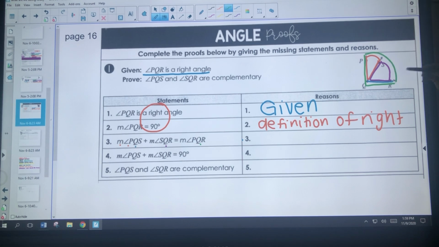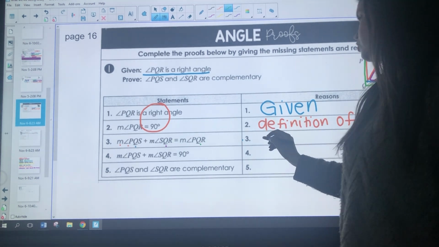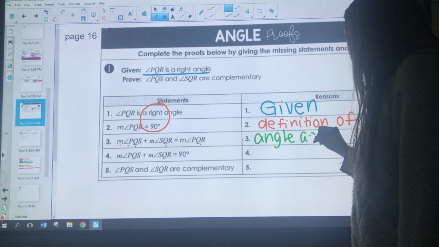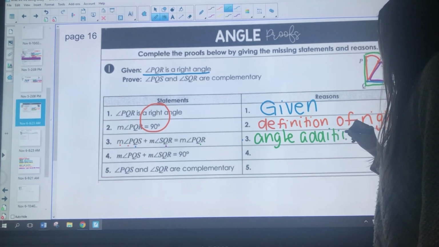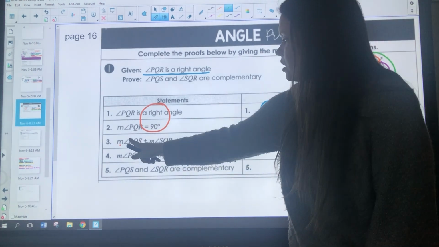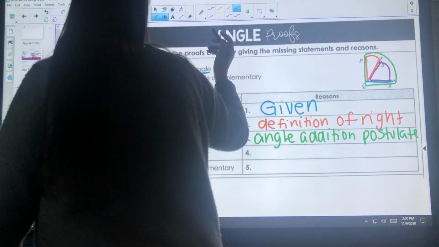So think back to chapter 1. When two smaller angles are added together to equal the larger angle, you have to remember that that was called the angle addition postulate, similar to the segment addition postulate. But it makes sense because the other one we were adding segments together. They were 2 letters. Here we're adding angles together. They're 3 letters. All right, so now analyze row 3 and row 4.